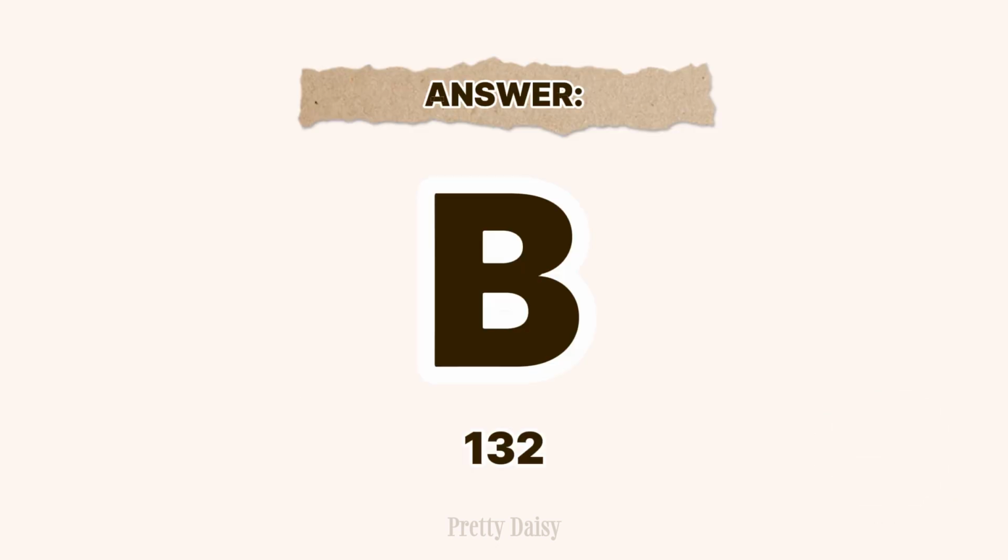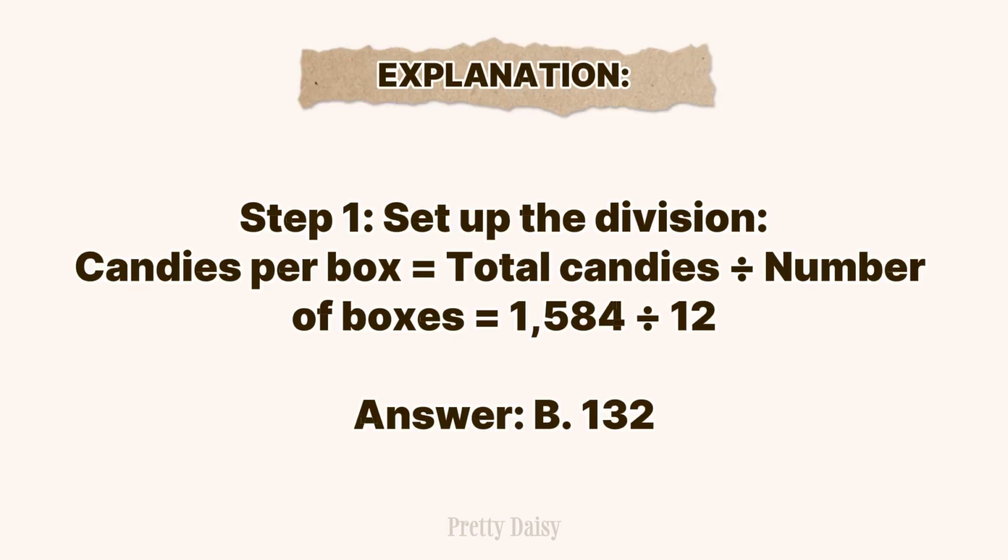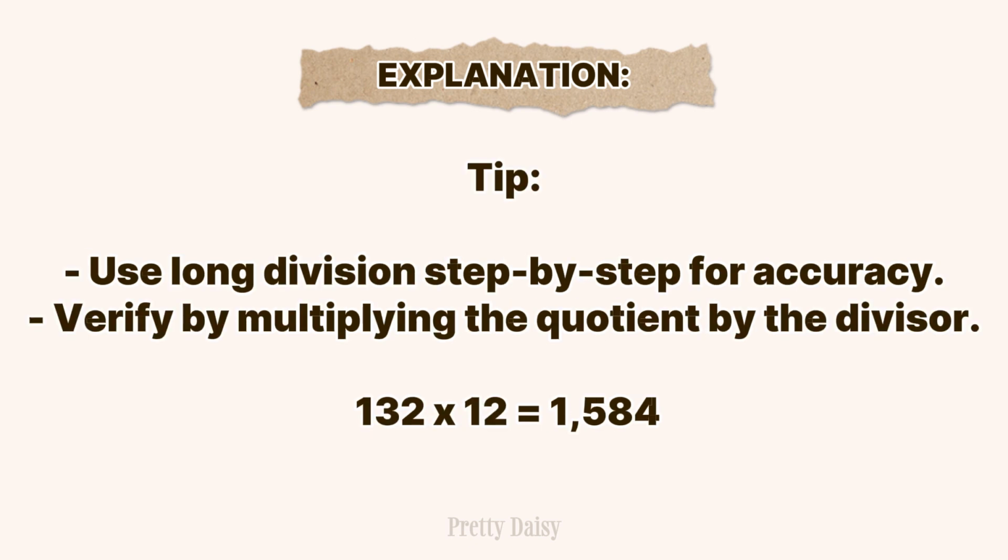Answer: B. 132. Step 1. Set up the division. The number of candies per box equals the total number of candies divided by the number of boxes. 1,584 divided by 12 equals 132. Final answer: 132. Tip: Use long division step by step for accuracy. Verify your answer by multiplying the quotient by the divisor. For example, 132 times 12 equals 1,584.